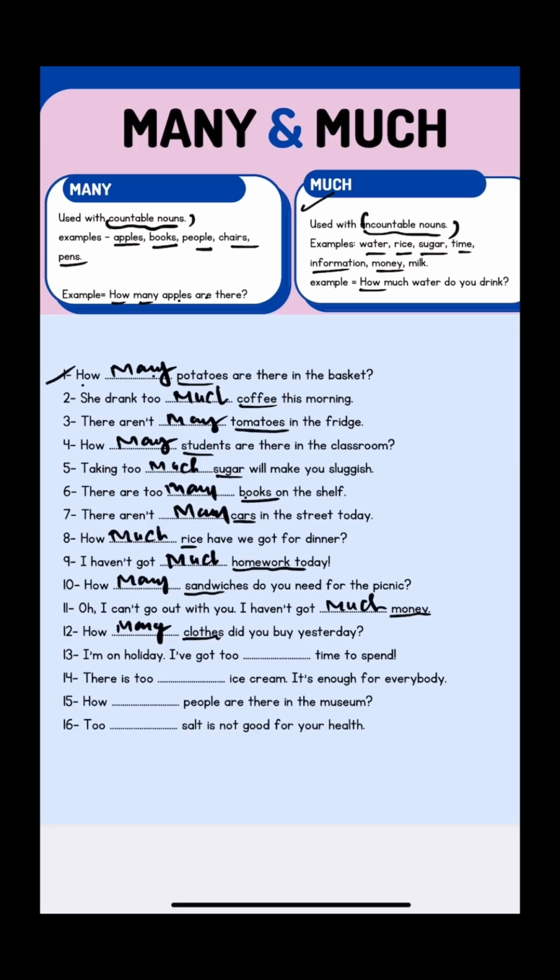And I am on holiday. I have got too dash time to spend. Time is an uncountable thing. Answer is much. There is too dash ice cream. It's enough for everybody. Ice cream is countable. Answer is many.